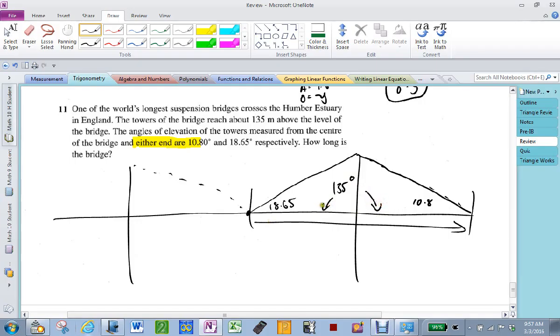Right? How are you going to find this side? That's tan of 18.65, which equals 135 over x. And this side is tan of 10.8, which equals 135 over y. And then you do your math and you add it up and you multiply by 2.